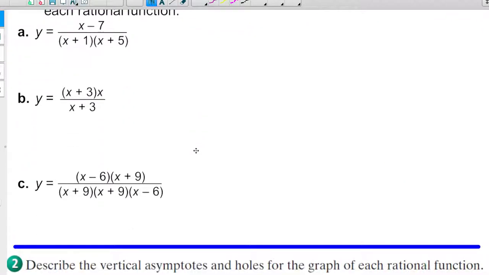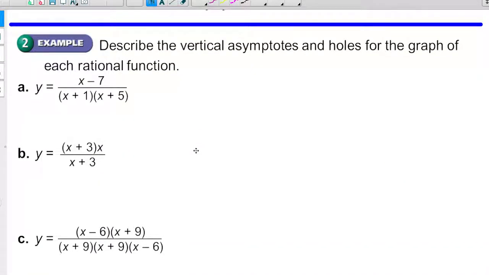Describe the vertical asymptote and hole for the graphs of each rational function. All right, so looking at A. So we have x minus 7 in the numerator, x plus 1, x plus 5. This x minus 7 doesn't match anything down below, so I don't have to worry about any holes.